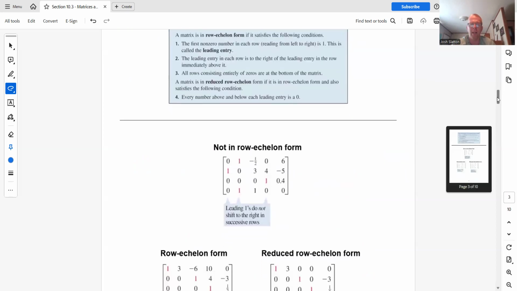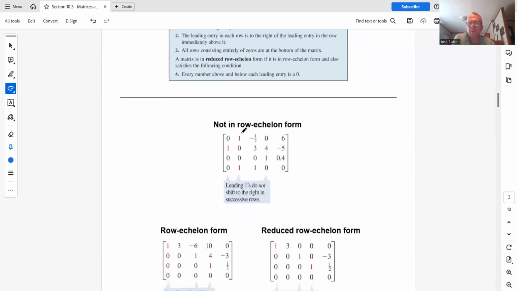So let's look at this one. This is not in row echelon form because this leading entry should be up there. If this is a 1, it wouldn't even work that way. This one has to be a 1, and then the rest have to be zeros, and the leading entries are not, in this case, going to the right. They're going up, down, over, all over the place.